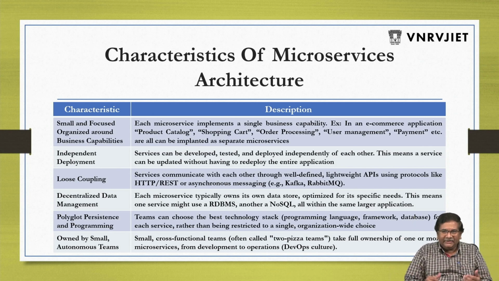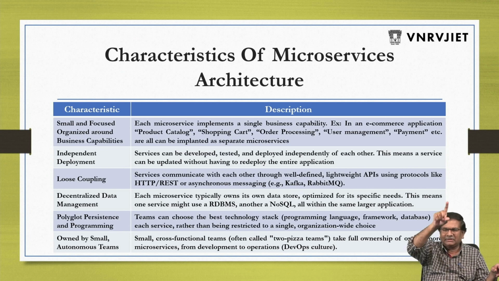Independent deployment, obvious, right? Services can be developed, tested, and deployed independently of each other. This means a service can be updated without having to redeploy the entire application. This is the big advantage. Let's say you have a bug in order processing, you just fix the order processing application and deploy that. You don't want to touch the shopping cart, product catalog, or user management. Whereas in three-tier, the advantage is that if you make a change in the front end, you don't have to worry about the application layer and the data access layer. But if you make some change in the application layer, the entire application layer has to be tested, right?